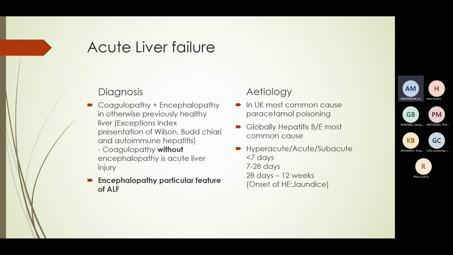And key for an acute liver failure is it's someone who had previously had a healthy liver. They don't have cirrhosis, they haven't been abusing alcohol, they don't have a history of hepatitis C or something. It's new. The exceptions are if they're index presentations of some of the rarer things like Wilson's or autoimmune hepatitis, but it has to be the very first presentation in which they're presenting with an acute liver failure. Otherwise, it's people with no previous liver issue.